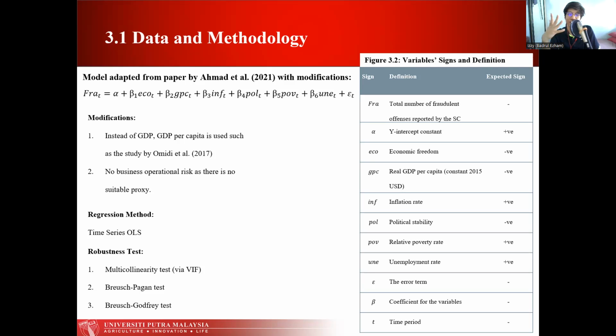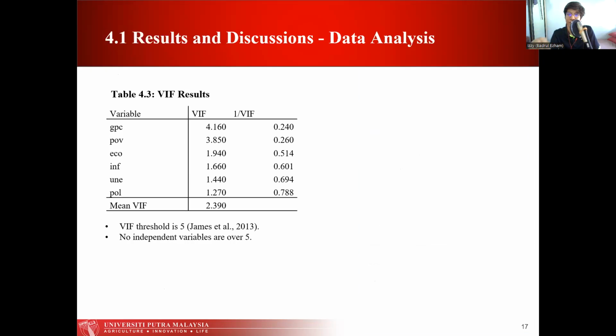The regression method will be time series OLS, and of course, the statistical tests will test for multicollinearity, heteroscedasticity, and autocorrelation. Figure 3.2 shows the variable names along with their definitions and the expected signs. The expected signs are retrieved from the literature review matrix.